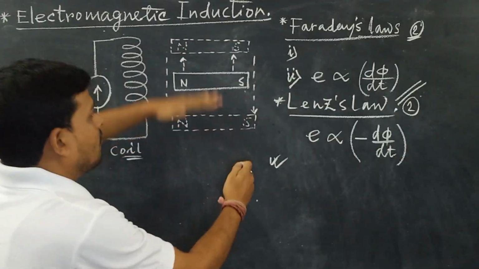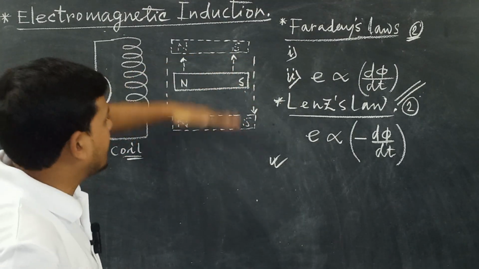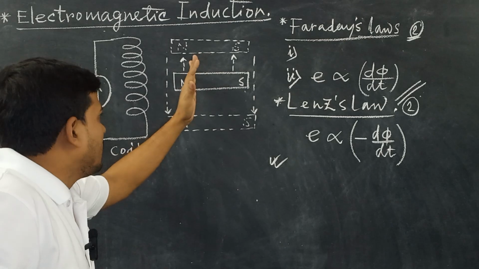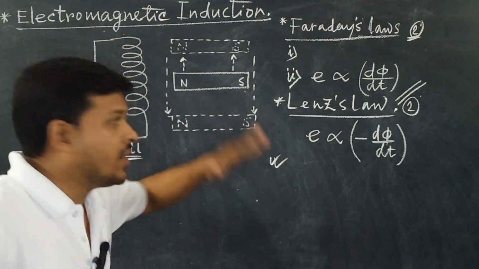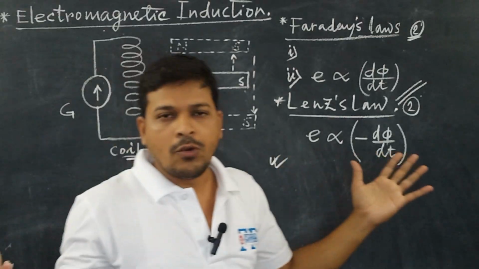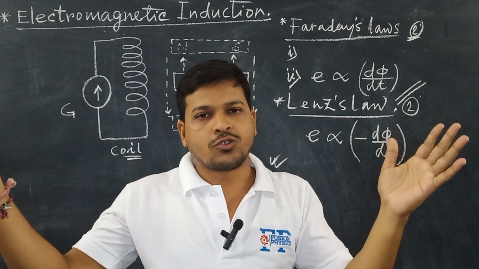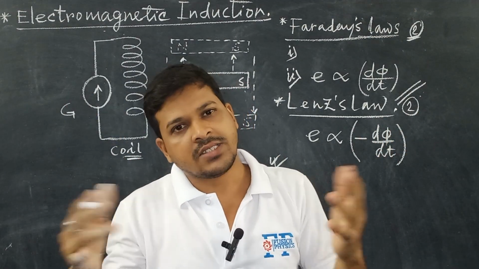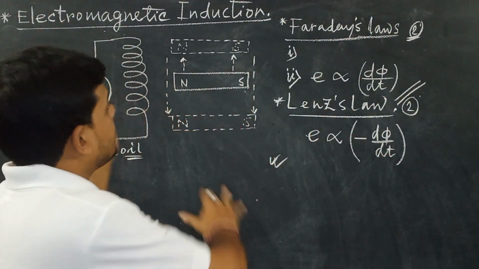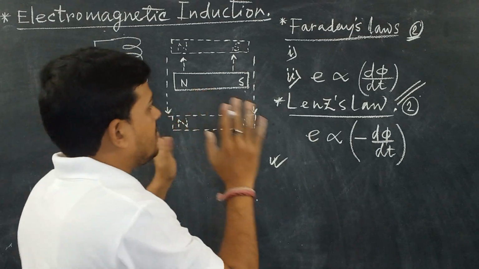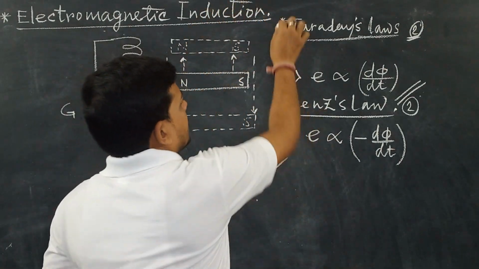Here the magnetic flux changes. That means the magnet moves very fast. The magnetic lines of force released from the north pole enter into the south pole. When it moves, the number of magnetic lines of force per unit area per second changes. That is the magnetic flux. That is why this is electromagnetic induction, and these are very important questions.